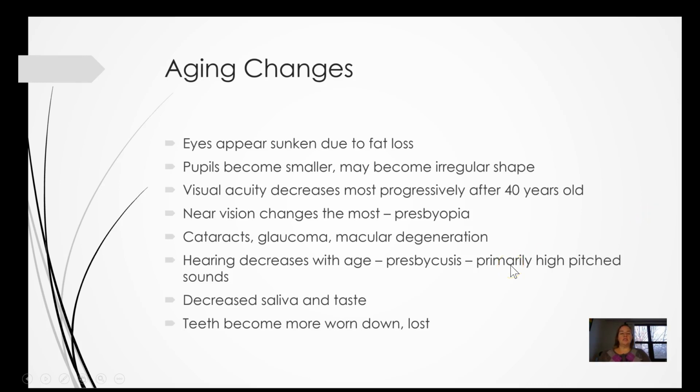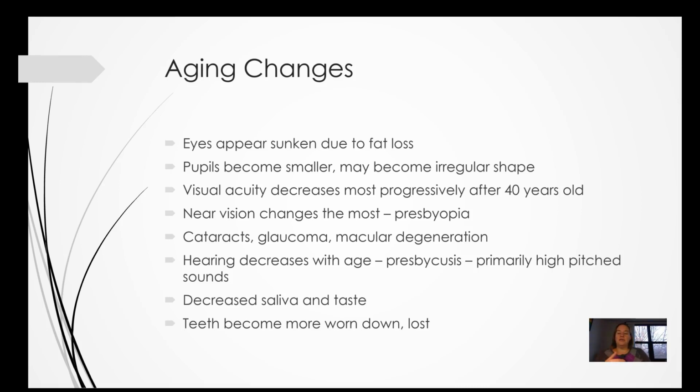Now our aging changes. Sometimes the eyes appear sunken because we lose the fat behind the eyeballs. The pupils do become smaller and kind of irregular in shape. We can see things like keyhole pupils coming on. Visual acuity decreases most progressively after 40 years. Everybody will tell you it's just about when I turned 40 that I lost the ability to read close to me. That is a very normal aging change.